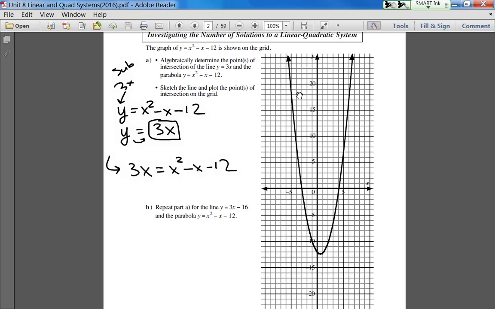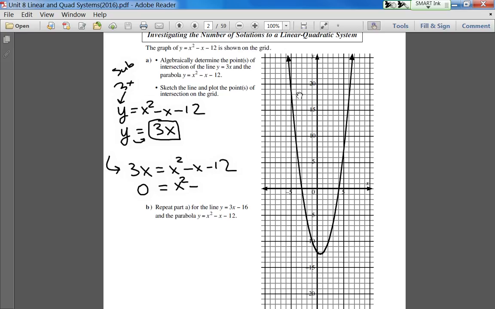I prefer that method. I prefer substitution. I don't like eliminating with quadratics. When it's linear-linear, I actually prefer elimination. But with quadratics and linear, I prefer substitution. Okay, so dump the 3x to the right. Why do we do that? Keep x squared positive, and that's how we solve degree 2 polynomials, make it equal to 0.